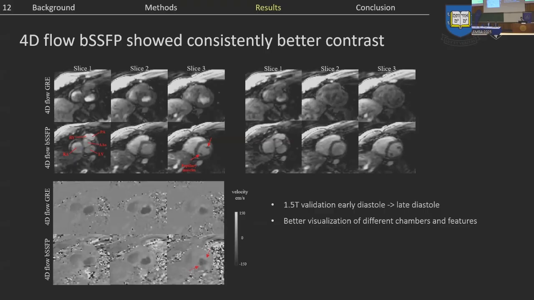These statistical analyses were based on 3 Tesla, but we also have 1.5 Tesla validation. And this is one example. You can see the top row is the 4D flow GRE at the early diastole and the late diastole. You can see there is no contrast at all. But with our method, we maintain this high blood-tissue contrast across the whole cardiac cycle, and we show similar flow measurement. Especially, you can see much better visualization of the pulmonary artery, all the different chambers, and the papillary muscles. Those features cannot be visualized by the 4D flow GRE methods.